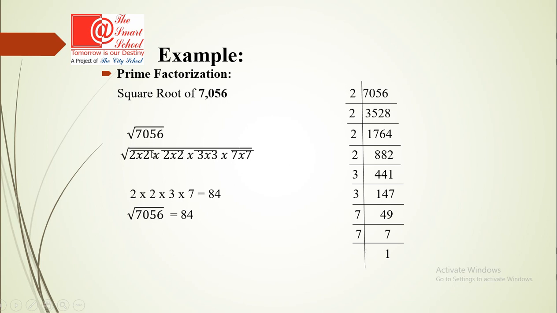Now we will take one from each pair once. This pair we will write once, this pair once, the next pair once, and this pair once. And we will multiply all these numbers: 2 by 2, 4, by 3, 12, then by 7 is 84. So the square root of 7056 is 84. I hope this is clear to all of you.